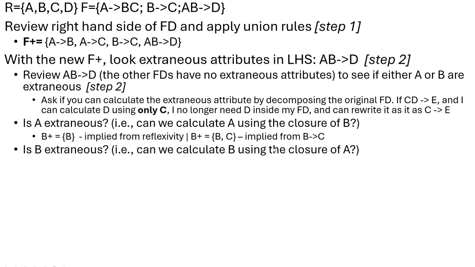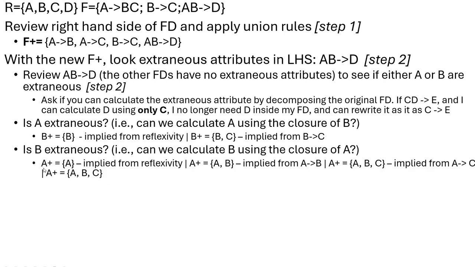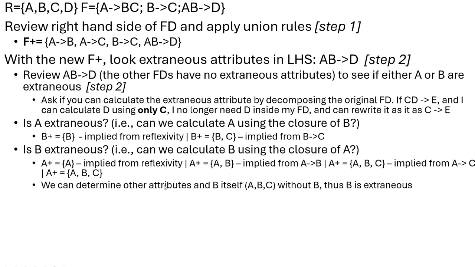Can we calculate B using the closure of A? Let's take a look here. We see that A implies itself. We also see that we have A implies B over here, applied from A over to B, and we also see that A implies C. So we actually can get a bit more information from this closure. We can get A, B, and C, but the most important thing here is that A implies B. So because of this, we can determine the other attributes and B itself without B, therefore B is extraneous. It doesn't matter if, for instance, A to C wasn't here, that wouldn't make a difference per se, because we could still get to B.